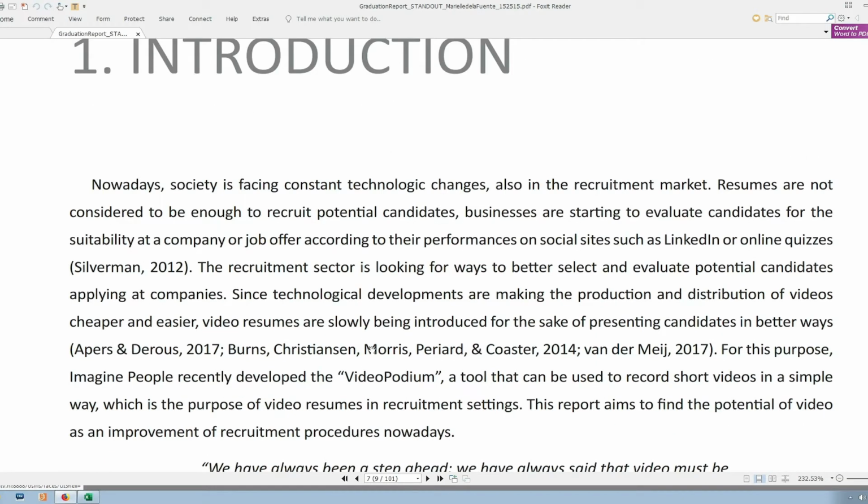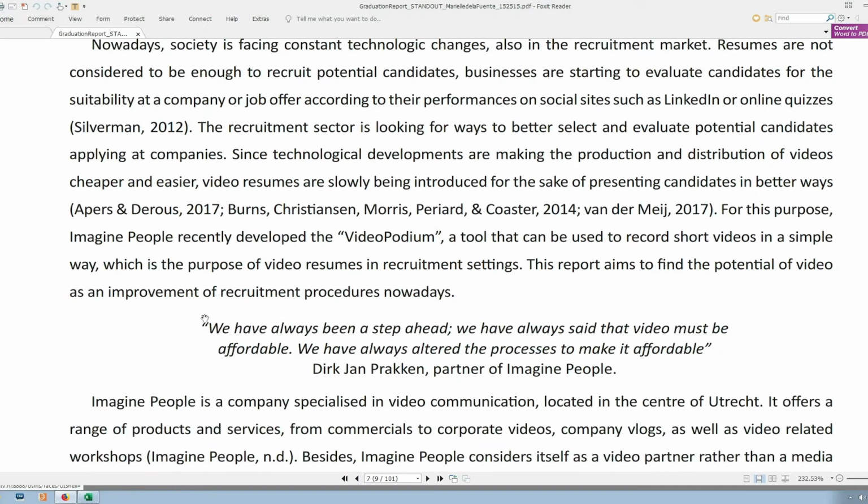Now let's take a look at the introduction of this thesis. Nowadays society is facing constant technological changes, also in the recruitment market. Resumes are not considered to be enough. What you also see, she's already included sources from scientific locations.